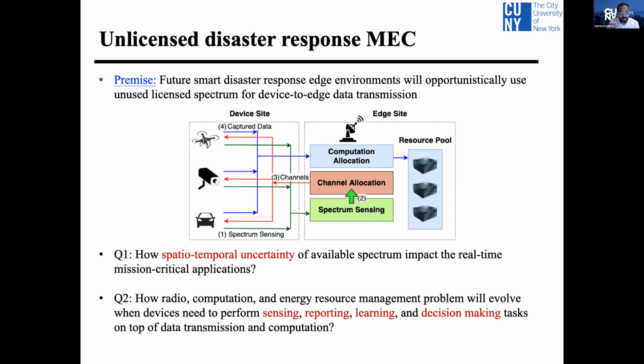So if you want to put that into the mixture for, say, mission critical disaster applications, you have sensing, you have reporting, you have learning, you have decision making tasks on top of data transmission and computation. So we are adding more and more tasks and actions to be carried out by the devices, constrained, inexpensive devices. That opens up a new can of worms. So we need to do some experiments on that, and that is something I think we can explore and might be helpful for first responders and those agencies.